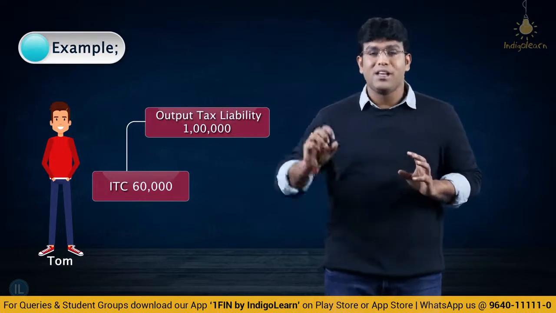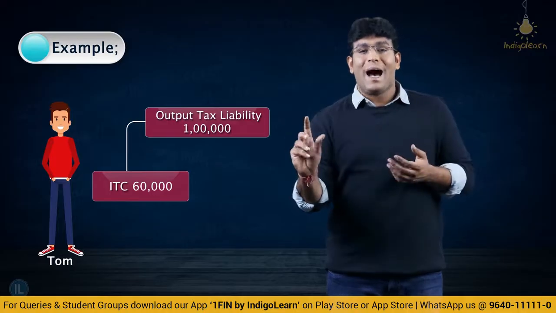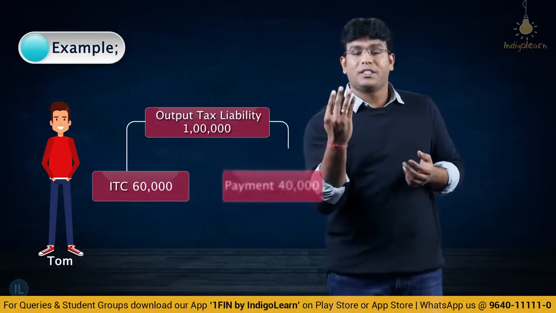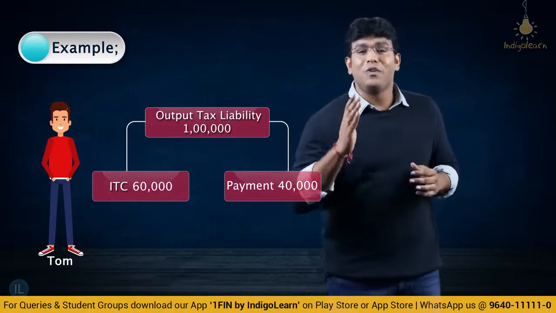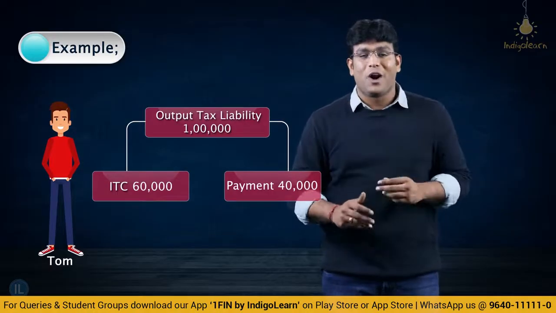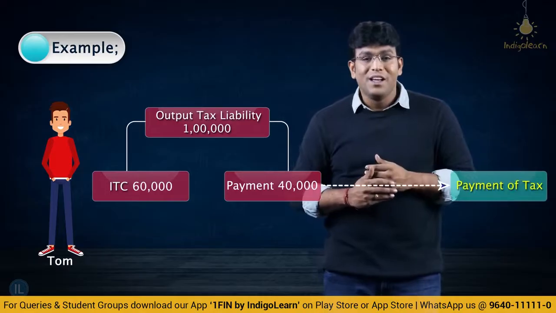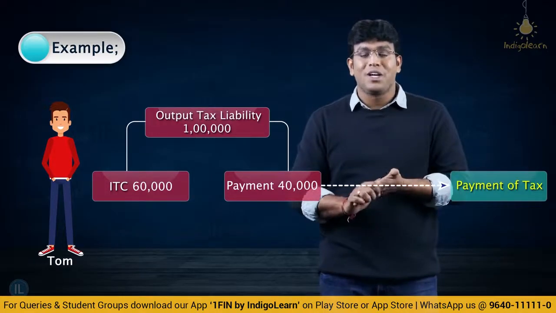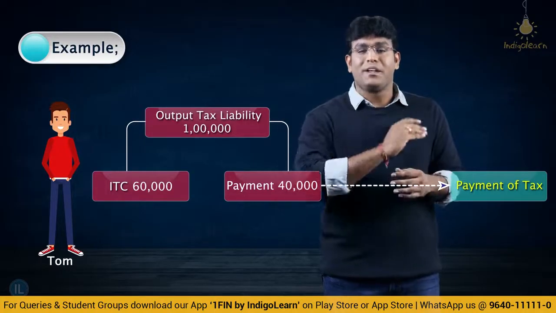So tell me friends, out of this 1 lakh, 60,000 will be used as credit. The balance he has to pay is only 40,000. This 40,000, how do we pay? That is what we are going to talk about in this topic called payment of tax. Did we understand, my dear friends? So what is payment of tax all about? How do we pay a particular tax which we are required to pay to the government?